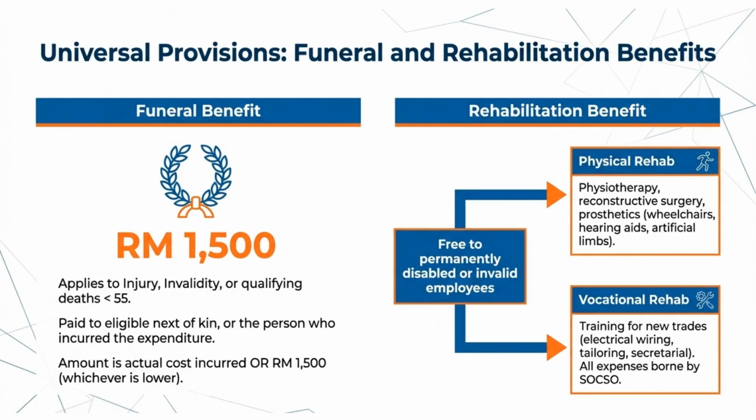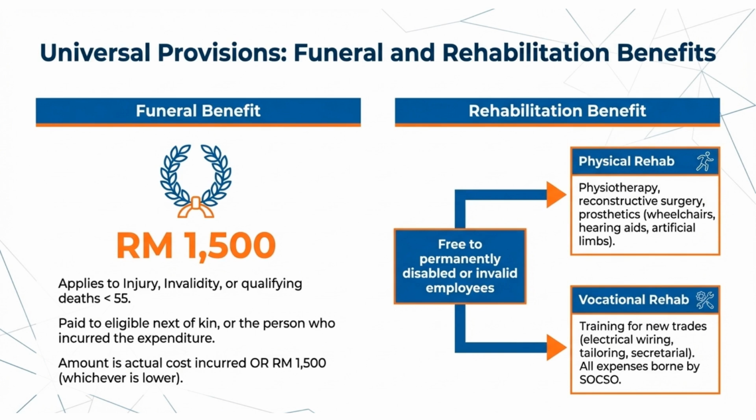The rehabilitation benefit provides free physical and vocational rehabilitation to employees suffering permanent disablement or invalidity. Physical rehabilitation includes physiotherapy, occupational therapy, reconstructive surgery, and the supply of prosthetic appliances such as artificial limbs, wheelchairs, crutches, hearing aids, spectacles, calipers, and orthopedic shoes, including their repair and replacement. Vocational rehabilitation offers training in trades such as radio/TV repairs, electrical wiring, metal trade, refrigerator and air conditioner repairs, plumbing, tailoring, typing, and secretarial work.